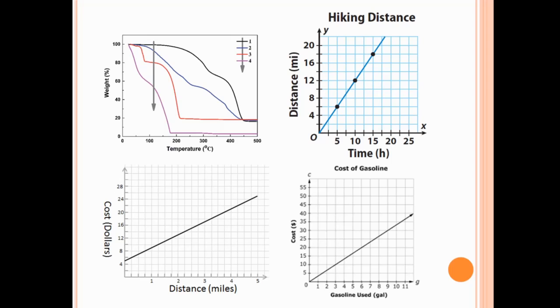Which of these graphs are proportional? Of course, the first one we have over here is not a proportional graph because it has curves. As you can see, it's not going to be a straight line. It only has curves. How about the second one on the bottom over here? This is also not a proportional graph because it does not pass through the origin. As simple as that. It does not pass through the origin and it starts from 5.